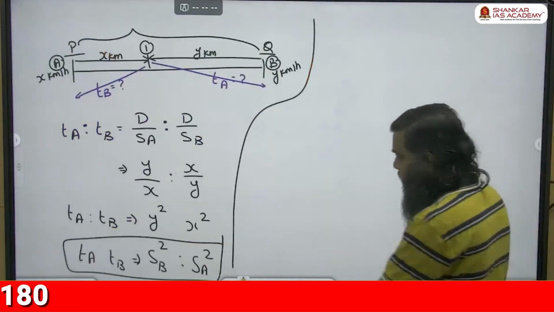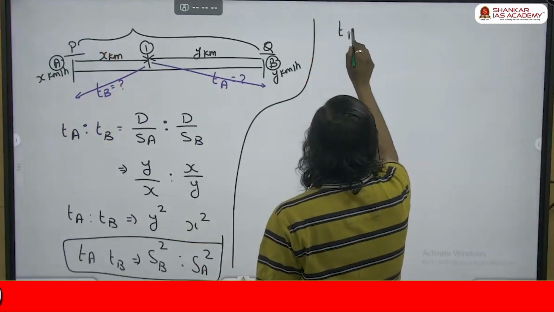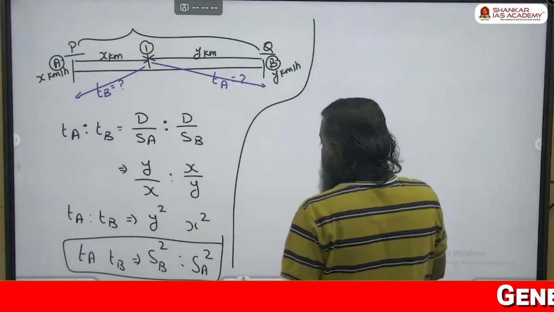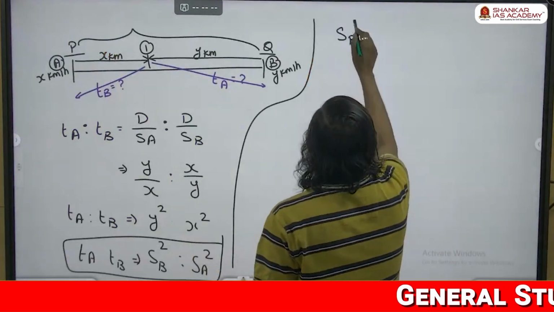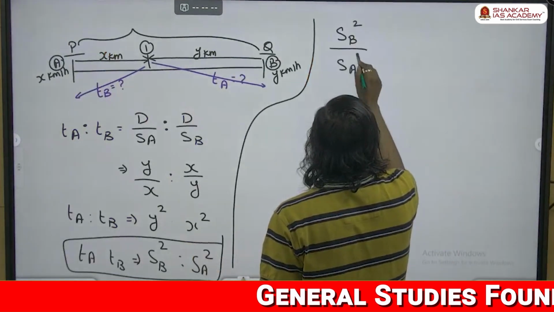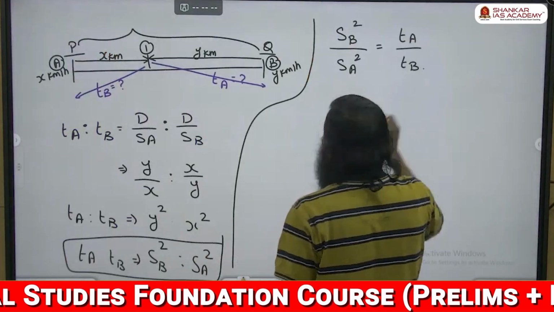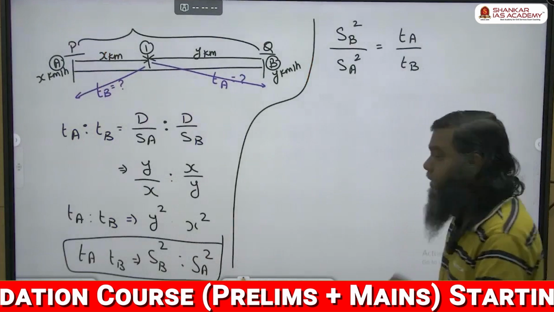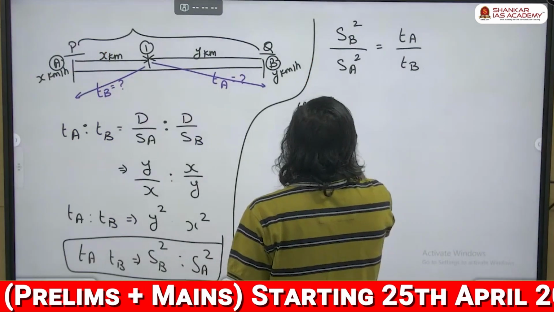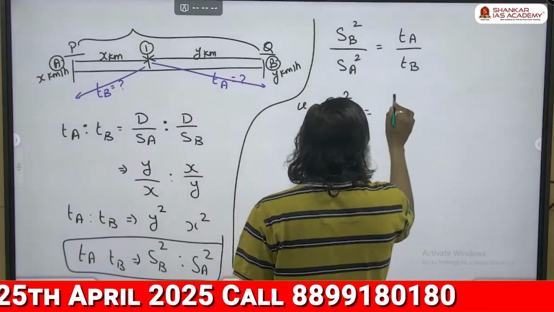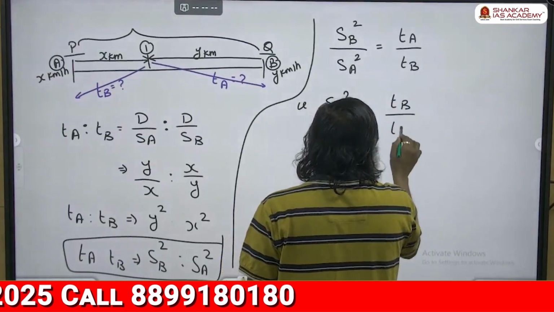Sir, what is this? You will ask like that. So next step, listen. Speed of B square by speed of A square is equal to time taken of A by time taken of B. Now I am writing like this way, speed of A, because I am writing in order, that is equal to time taken of B by time taken of A.